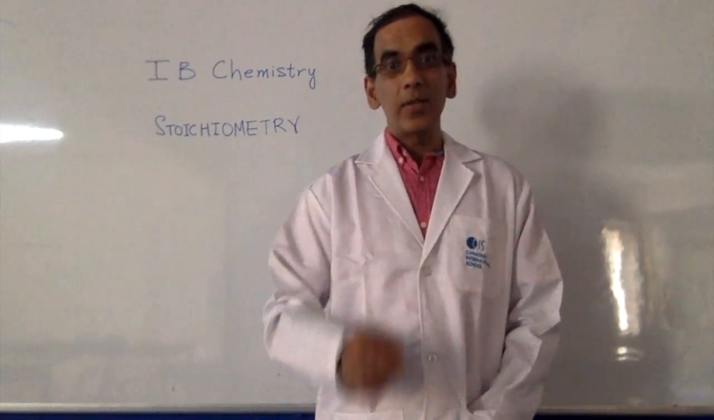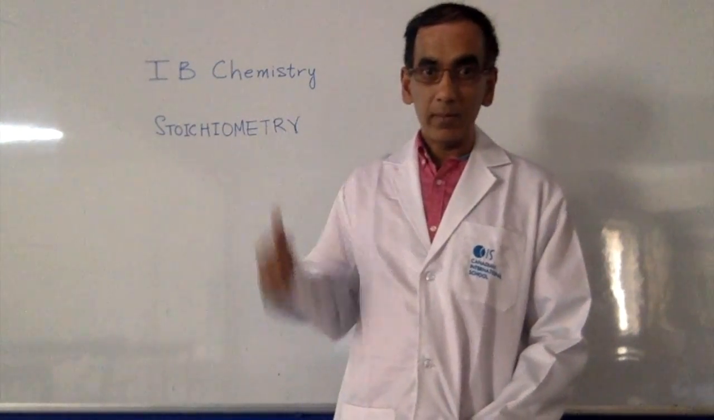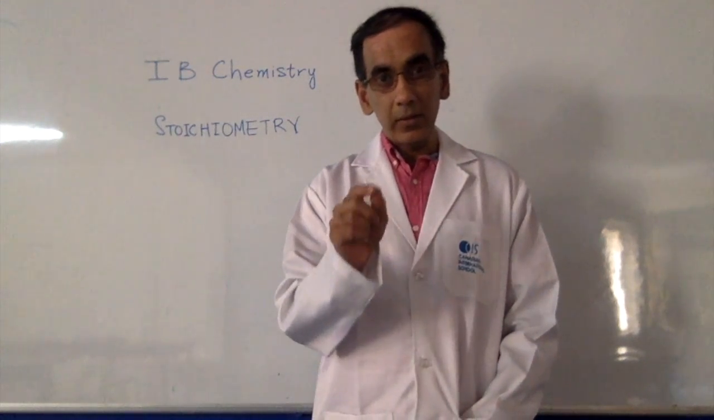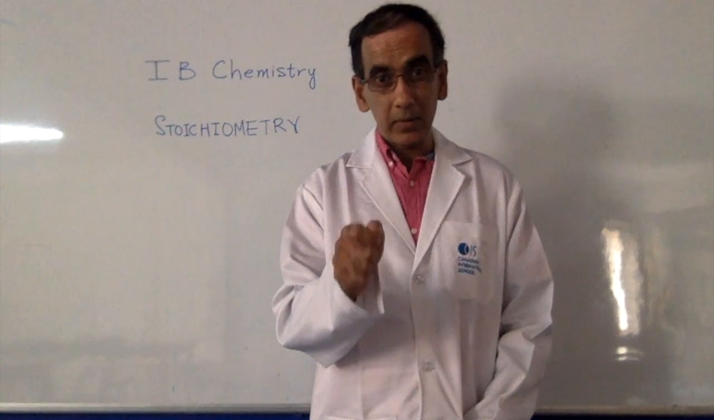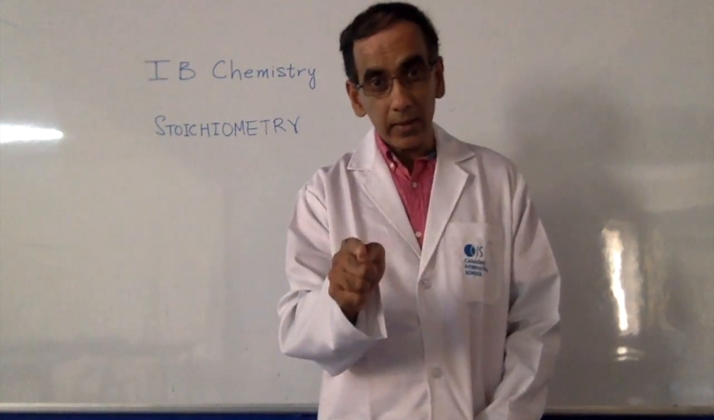Welcome again. Today we look at topic 1 from IB Chemistry, Stoichiometry, looking specifically at how you determine the limiting reagent in a chemical reaction. Let's go in and have a look.